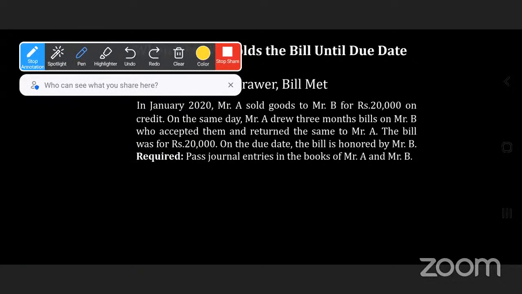See now. First one you got it. Second one: Mr. A drew 3 months bill on Mr. B, who accepted them and returned the same to Mr. A. So on the same day, on January 1st, A drew 3 months bill on Mr. B.